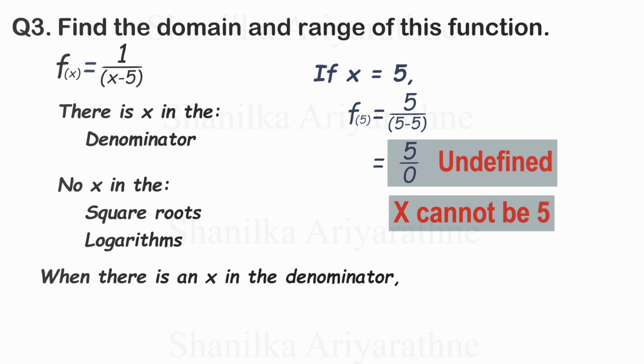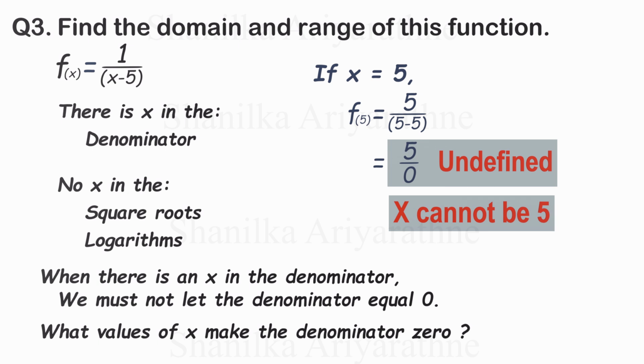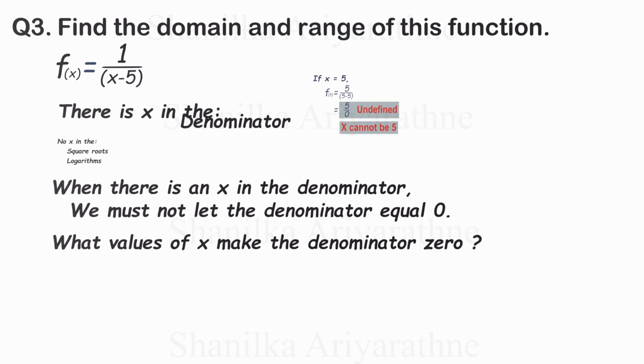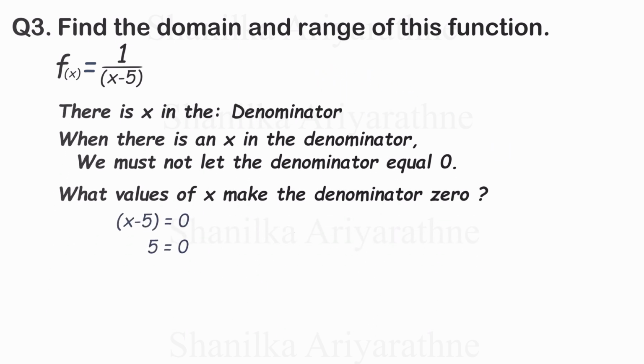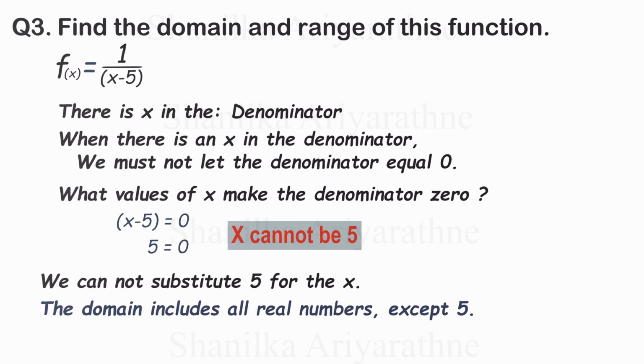When there is an x in the denominator, we must ensure the denominator does not equal 0. Always check which values of x make the denominator 0. In this case, it is 5. Those values should not be used for x. We have found that x cannot be 5. So the domain of this function is all real numbers except 5.